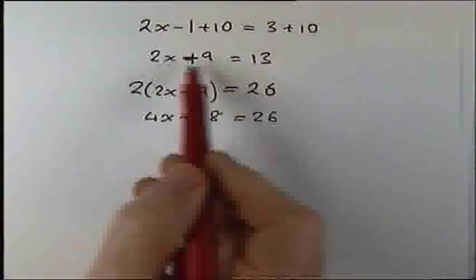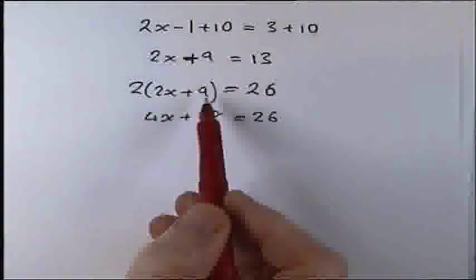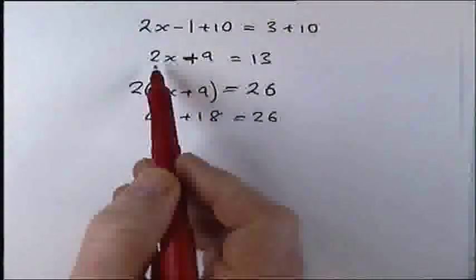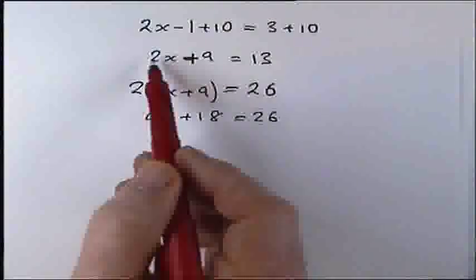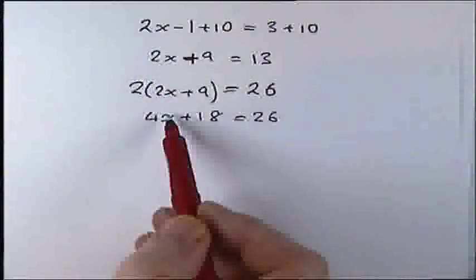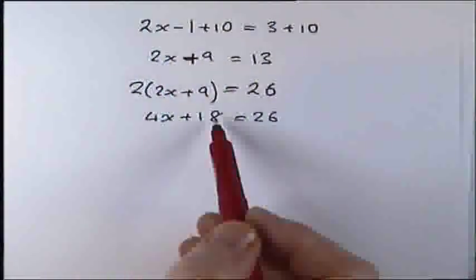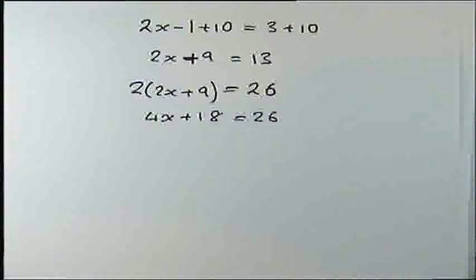Now you could have looked at this here and thought, well, instead of writing it as a bracket, you'll notice that whatever we do to the right hand side, doubling it, we can do to the left hand side. So we can double the 2x to get 4x, and we can double the 9 to get 18. That's a very important concept when you're working on equations. Whatever you do to the left hand side, you have to do to the right hand side.